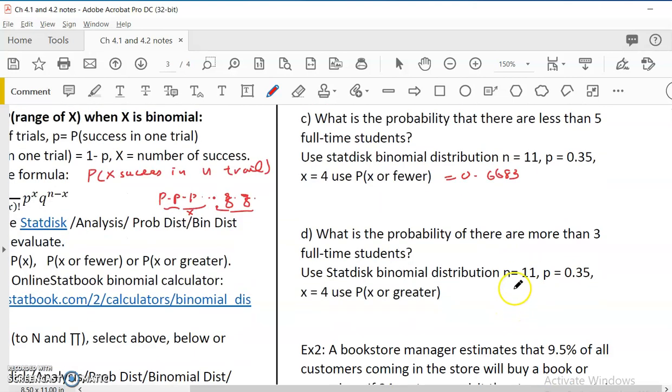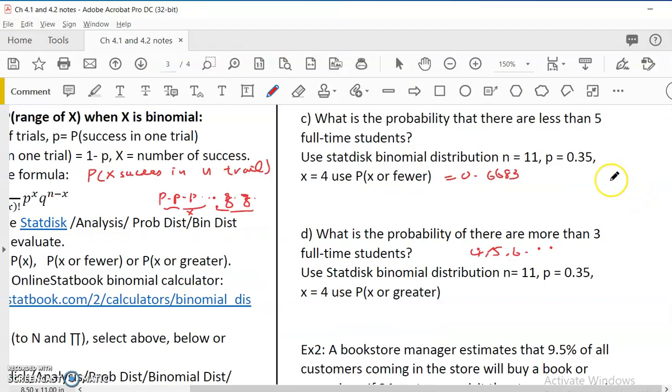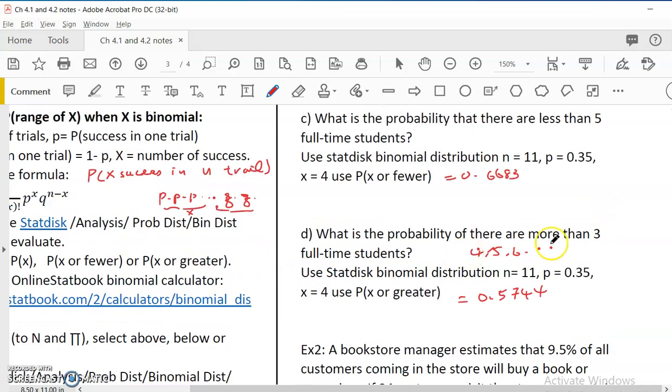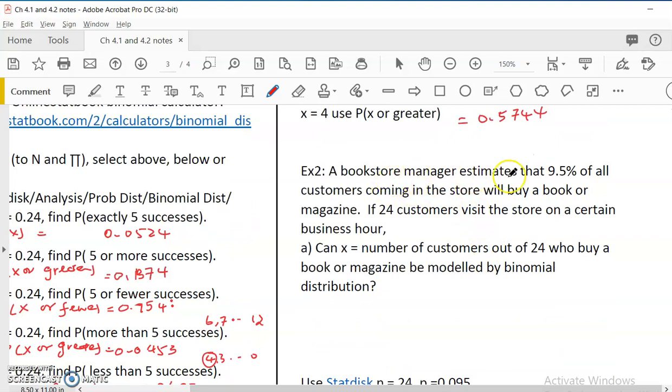What is the probability there are more than 3? More than 3 means what? There are 4 or 5, right? 4 or 5 or 6. So I use x equal to 4 again. I do not use x equal to 3 and then use x or greater because that would be 4 or 5. So 0.5744. So that's how you do it. So remember not to use 3, but use 4 in this case for more than, and for less than, use 4.